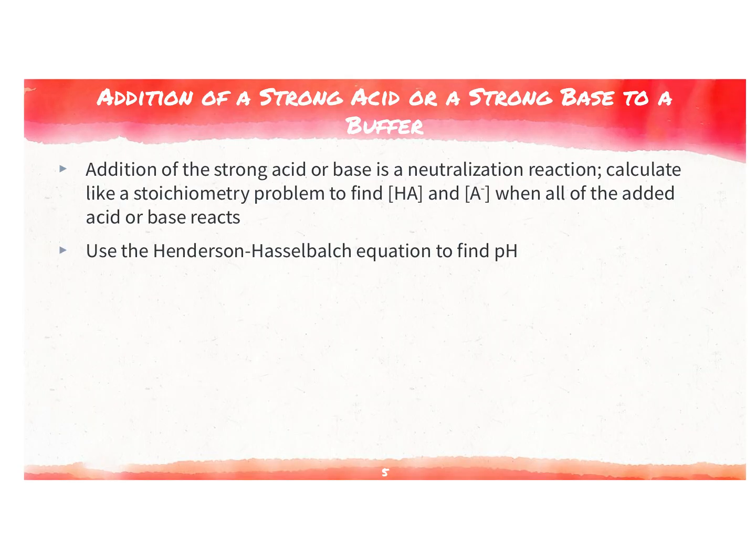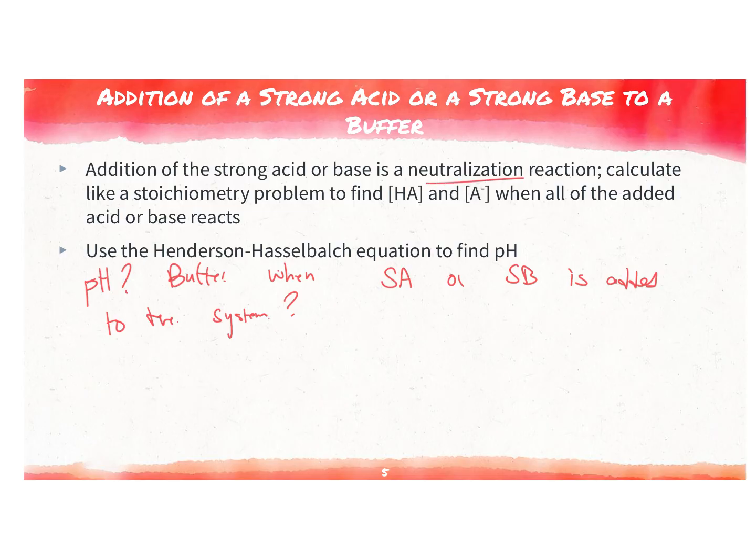And so let's say we get a problem where we're interested in finding the pH of a buffer when strong acid or strong base is added to the system. How do we do that? Because that's a question that we're going to be asked on our quizzes and exams. So if you add a strong acid or strong base, it's of course a neutralization reaction. Neutralization meaning the H plus is going to react with the OH minus, and it's going to form water.